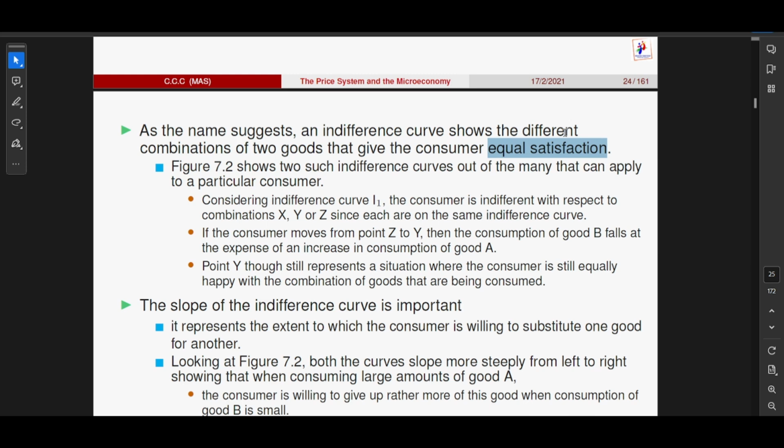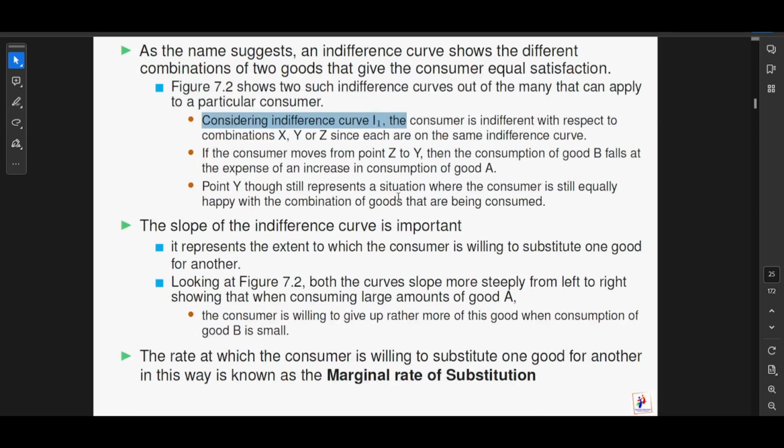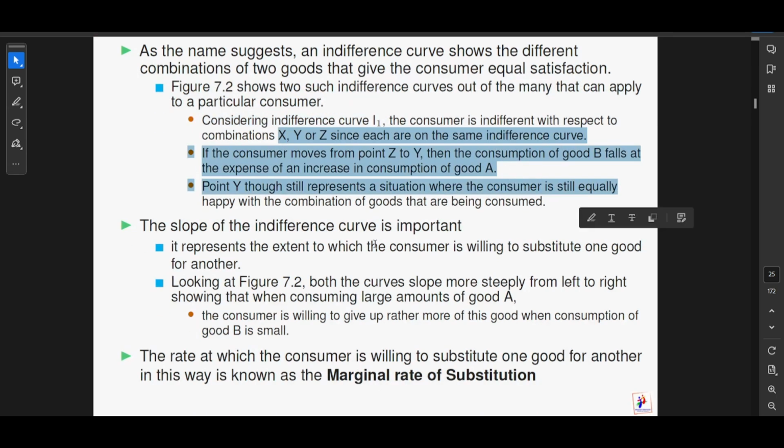Initially, you're indifferent between them, which means they're both equal to you. What will determine which one you choose is, of course, for one, your income level, but what we're more looking at is the price level. So will the income effect or the substitution effect determine what amount of this product you consume? It says consider indifference curve I1. The consumer is indifferent with respect to the combination. Okay, we're going to look at this on the graph.